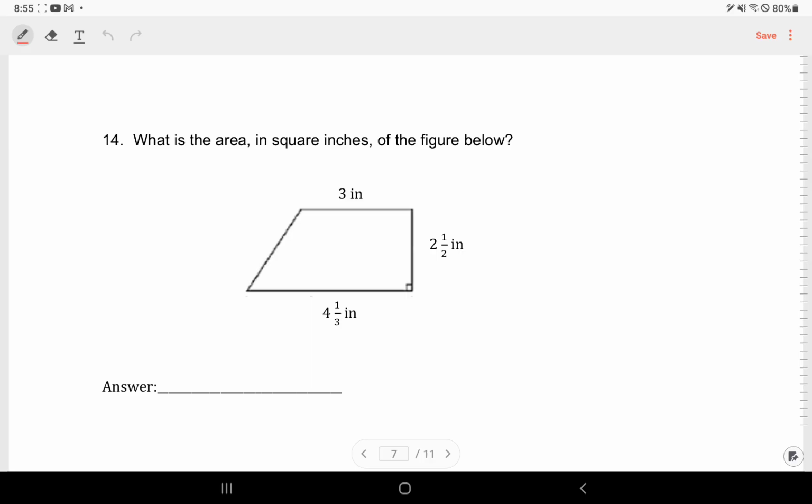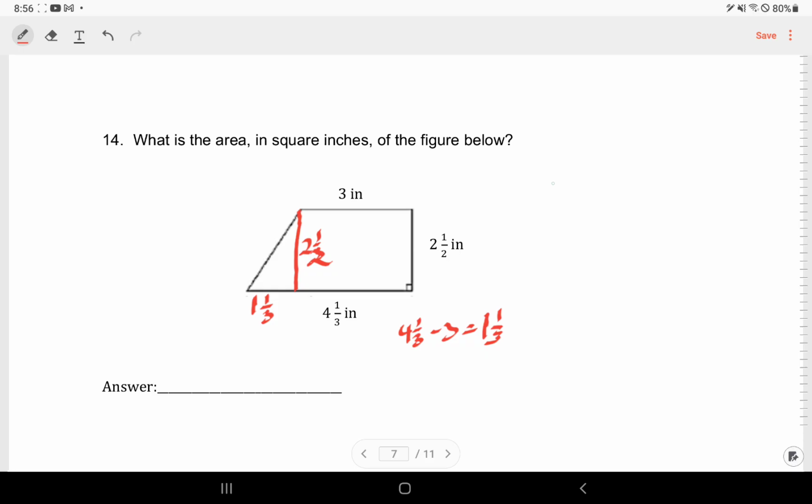Alright, so area of this shape. So, again, I'm going to split it right here and make a triangle and a rectangle. Well, if this is 3, 4 1/3 minus 3 is 1 1/3. So that means that this part is 1 1/3. This is 2 1/3, or 2 1/2, sorry.